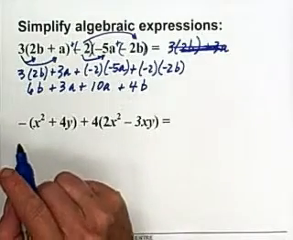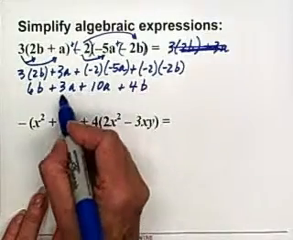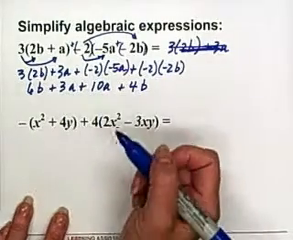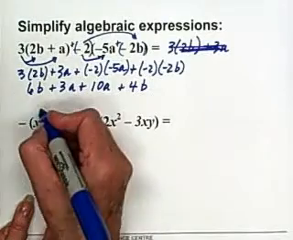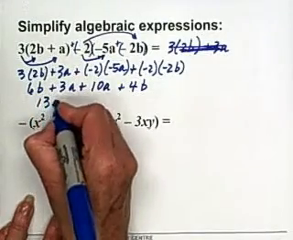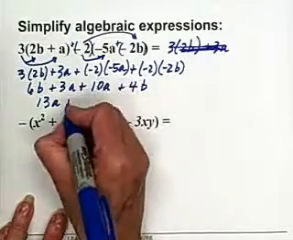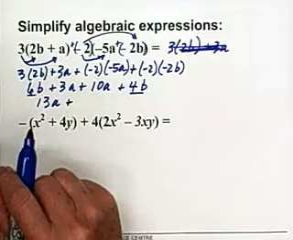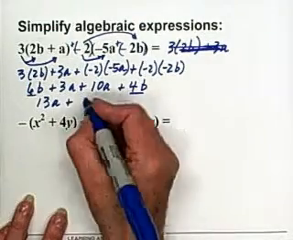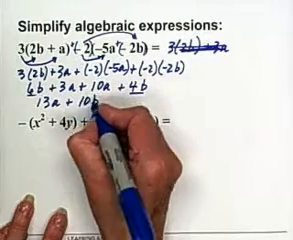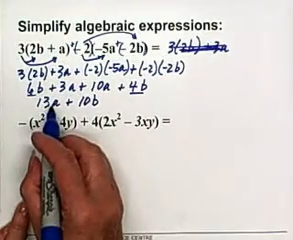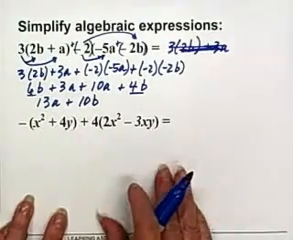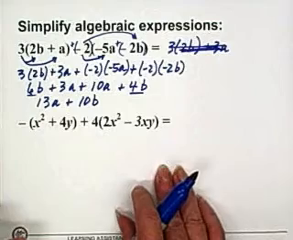Now we need to add our like terms. We have the like terms of 3a and 10a. 3 plus 10 is 13, so we end up with 13a. And we're going to add the other like terms, which are 6b and 4b. 6 plus 4 is 10, so that becomes 10b. And notice as well that our algebraic expression, our answer here, is written alphabetically, so the a comes before the b. Now that wasn't too bad.